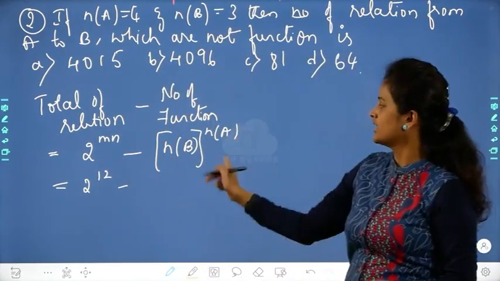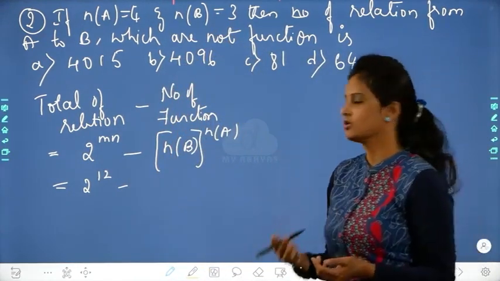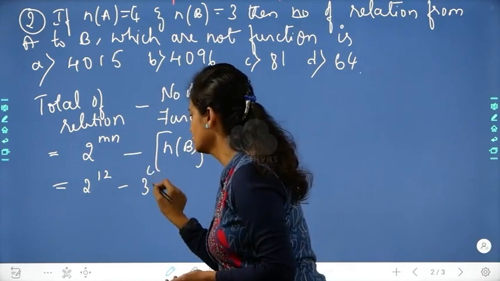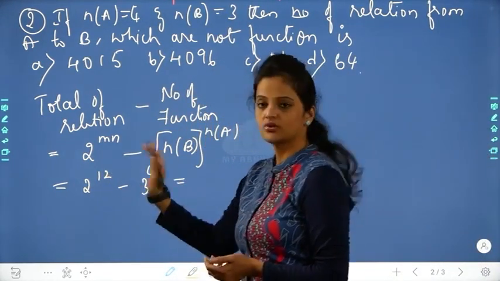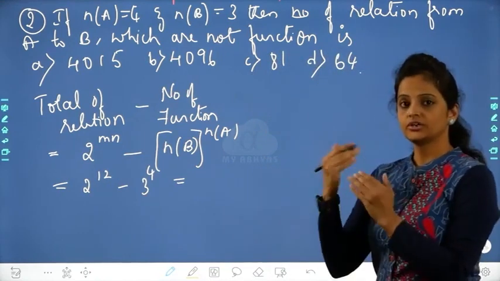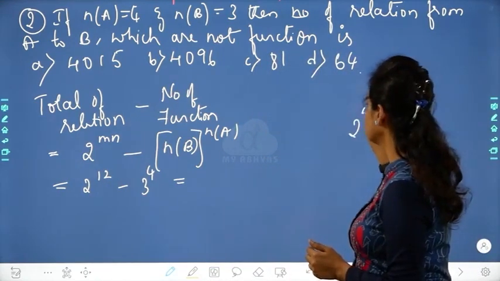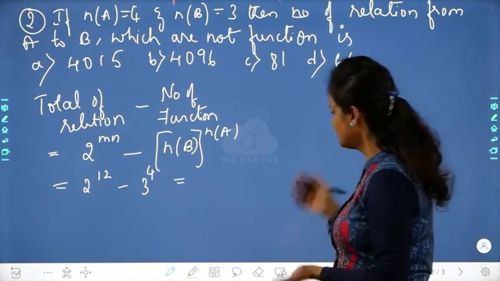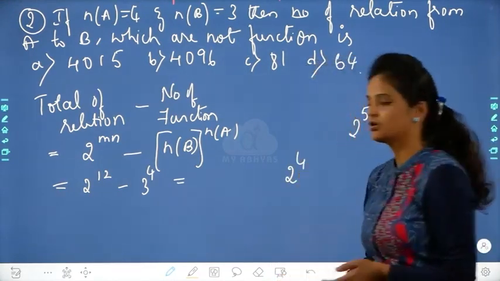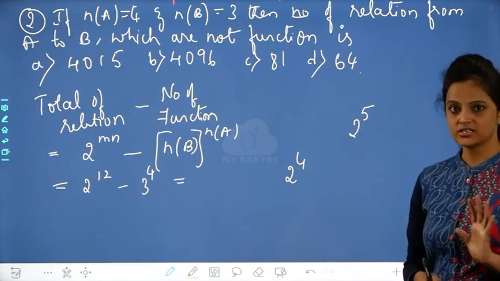n of B is 3 and n of A is 4, so 3 to the power of 4, you have to take, 3 power 4, is your answer. So how much is 2 to the power of 12? 2 into 2 like that, 2 to the power of 5, so we know 2 to the power of 5 is 32. If you don't know that also, then take 2 to the power of 4. 2 to the power of 4 at least you know.